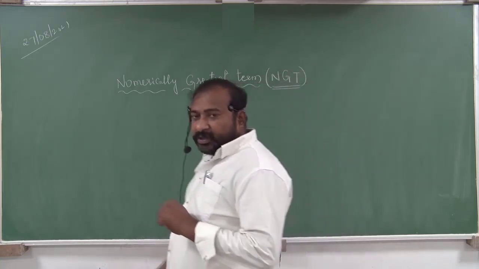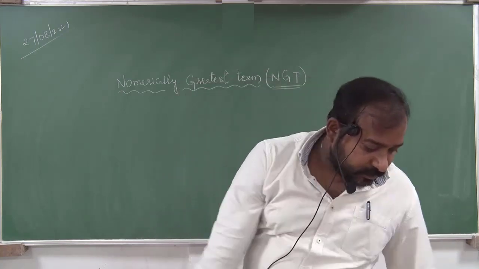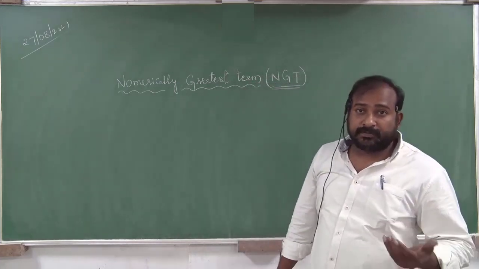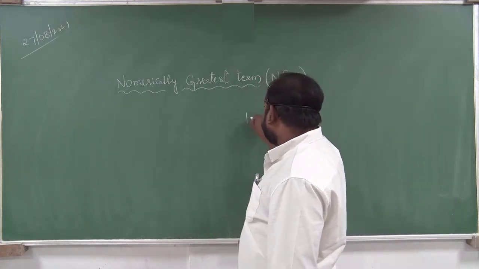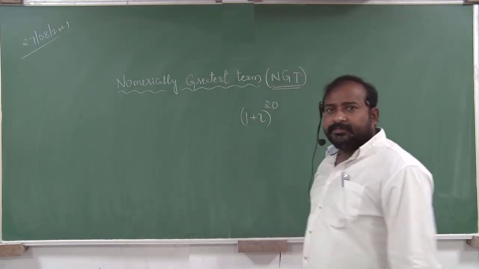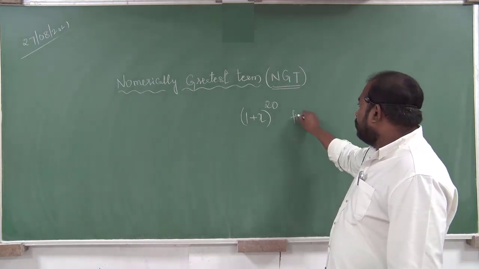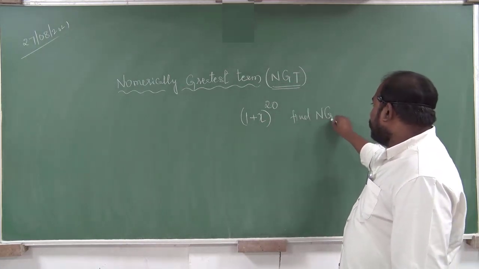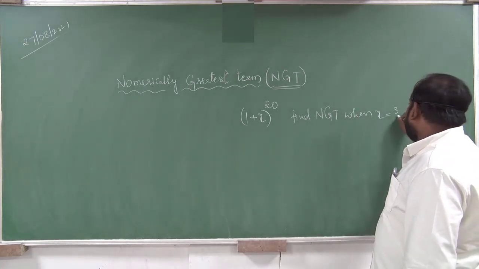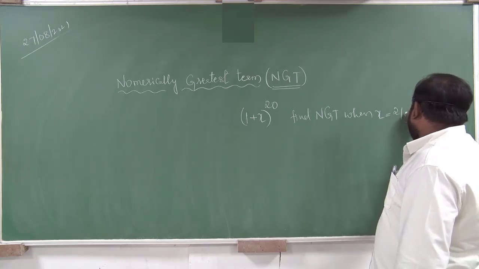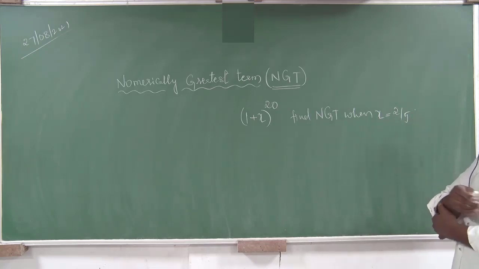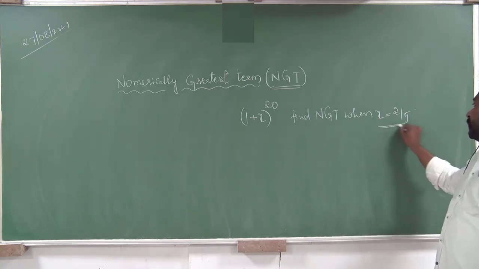What is the meaning first of all? Numerically greatest term means what? For example, something they give like this: find the numerically greatest term when x is equal to 2 by 5. If they give like this, find the numerically greatest term when x is equal to 2/5.